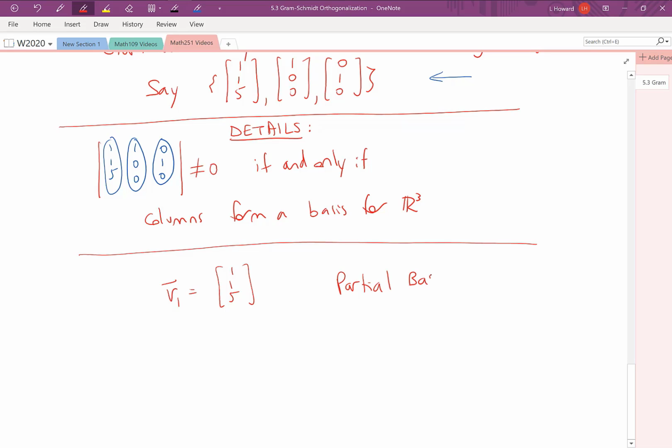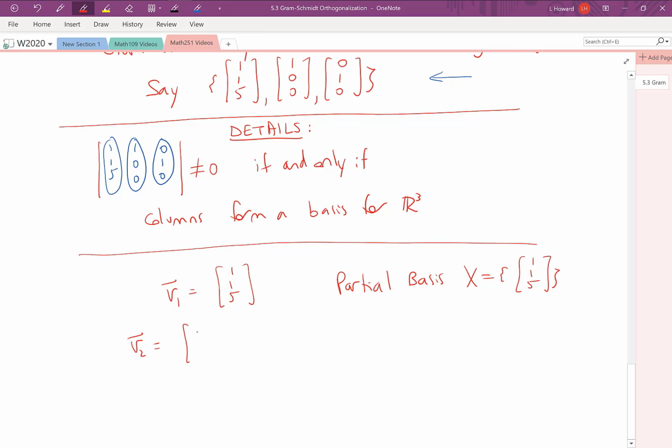And if you like, you can write down your partial basis. I usually just call that x, consisting of that single vector. So that step there, it's almost automatic, no calculation required. And then we get into calculating V2.